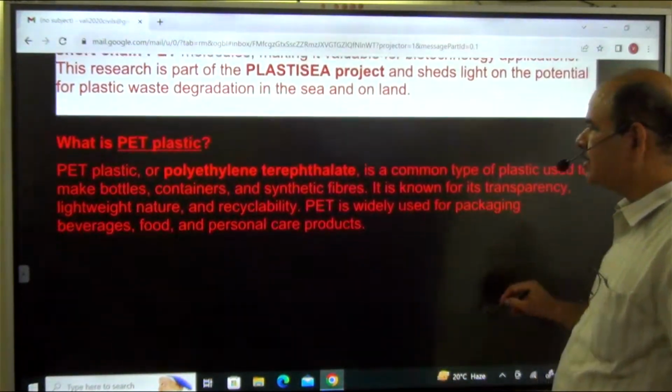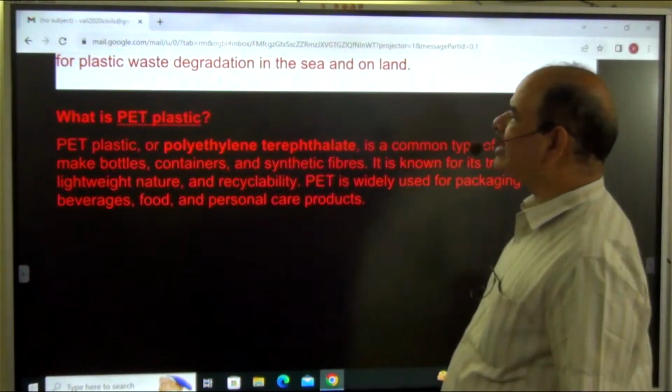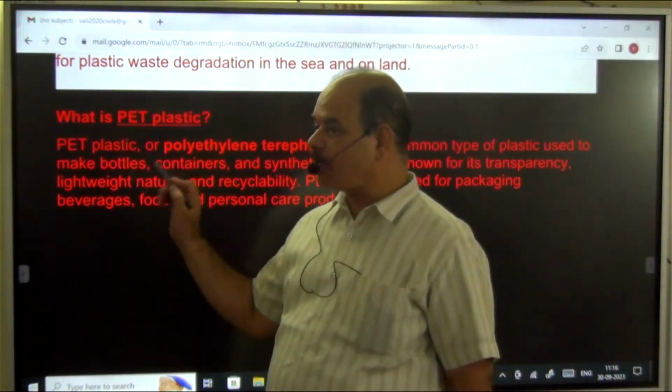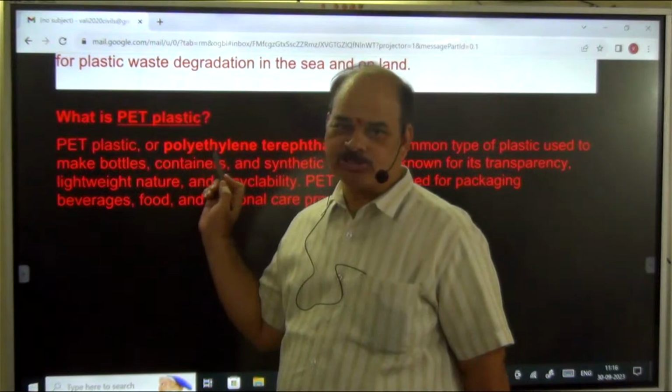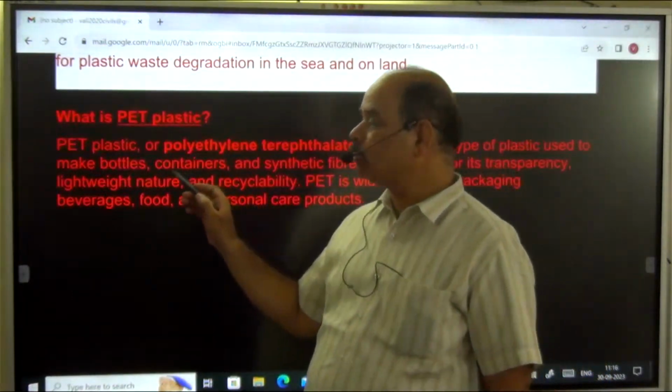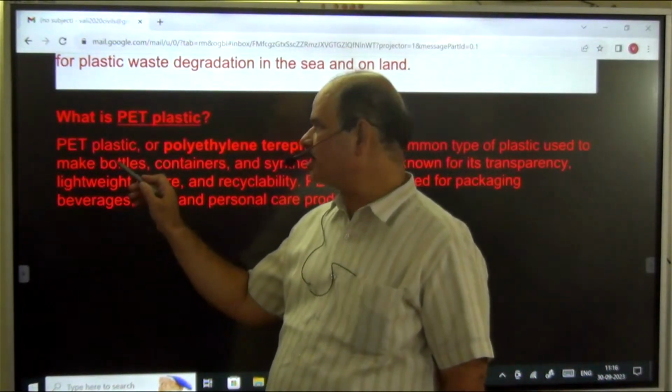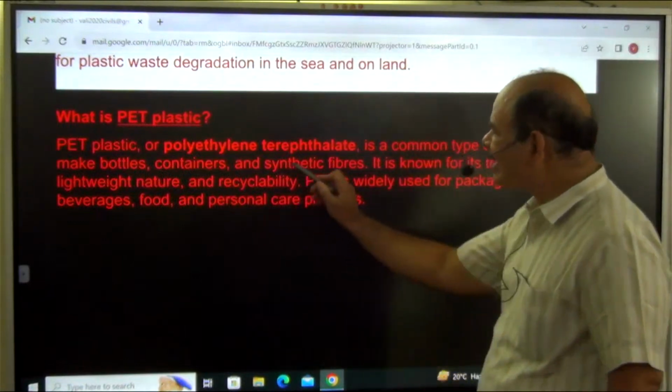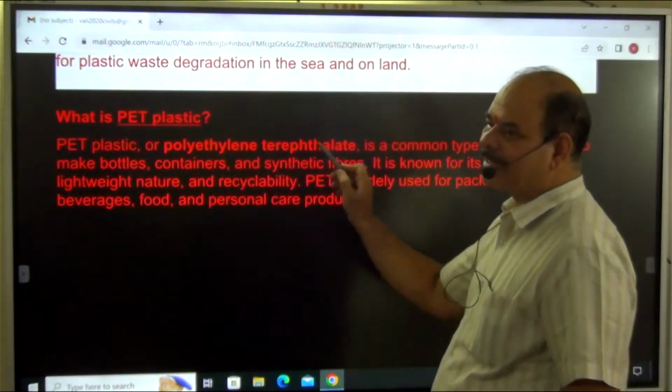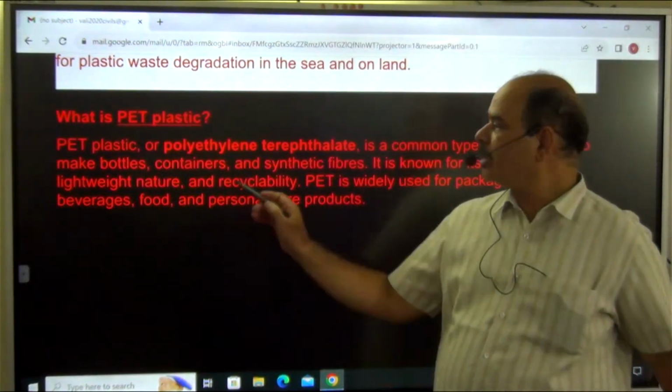By using these enzymes, we can convert the plastic. What is PET plastic? Remember the full form. Three or four years ago, a question came on this PET in the UPSC. Yes, see the old papers. PET plastic, or polyethylene terephthalate. At least remember the full form.